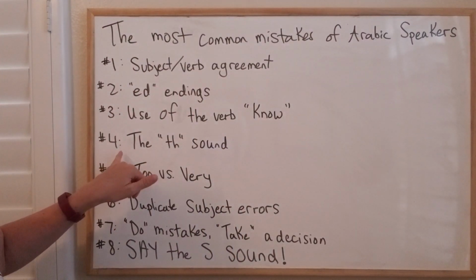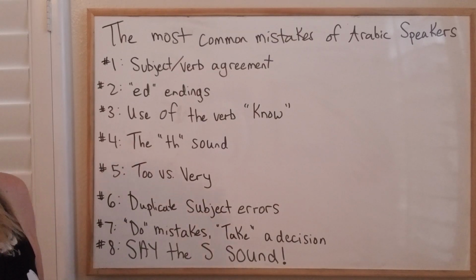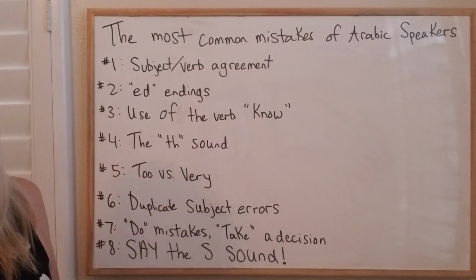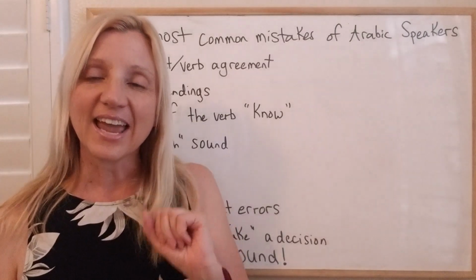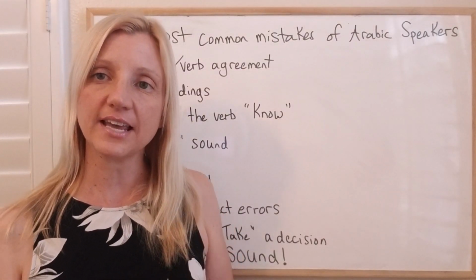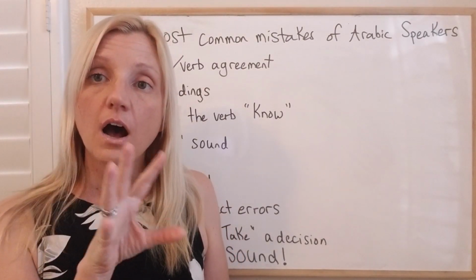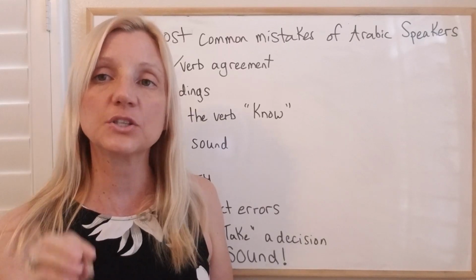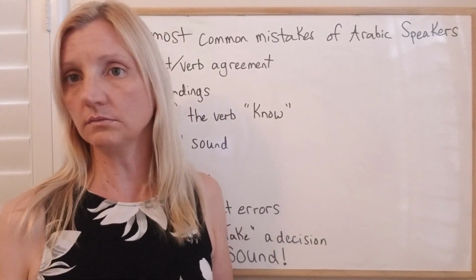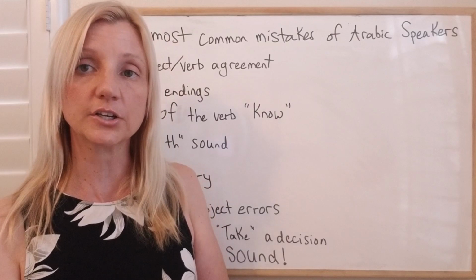Let's go on to number 4. I bet you're not surprised by this, the TH sound. Arabic speakers have a tendency to say a Z. I bought the car. I went to the market. Well, that's not how we say TH in English.